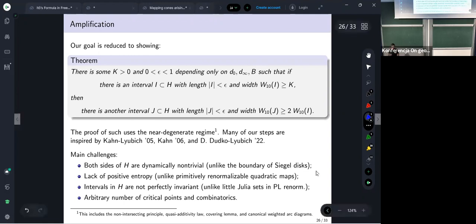And then thirdly, we also have that intervals in H are not perfectly invariant under F. So you know that this is an irrational rotation. There is a first return map, but it's going to be adjusted by a little bit. And this is in contrast with the little Julia sets that arise in polynomial-like renormalization. Right. And then lastly, I also get to deal with an arbitrary number of critical points and combinatorics.